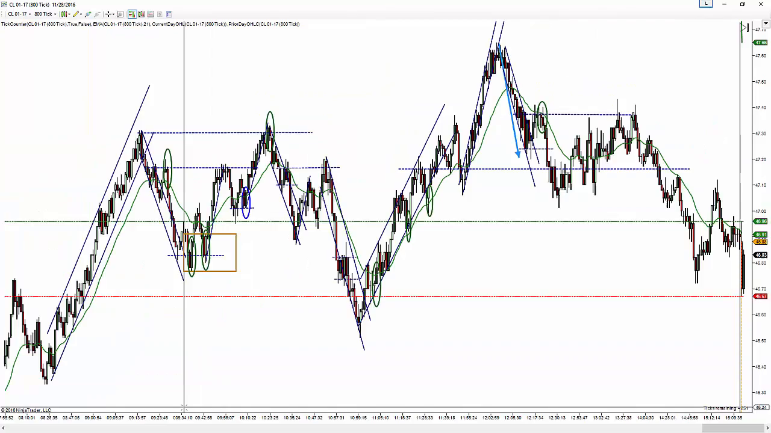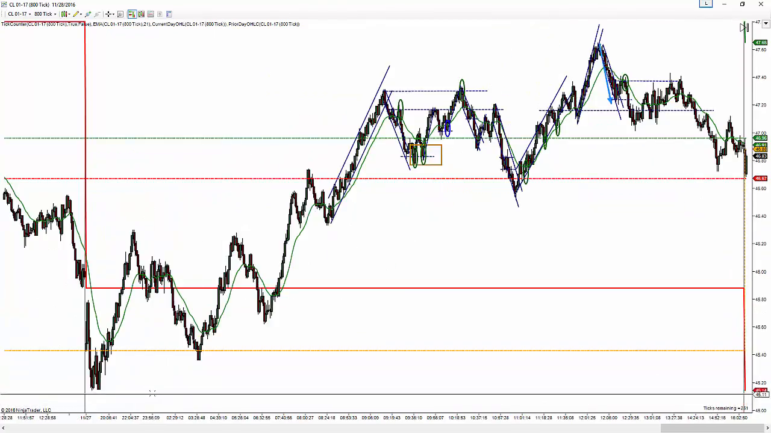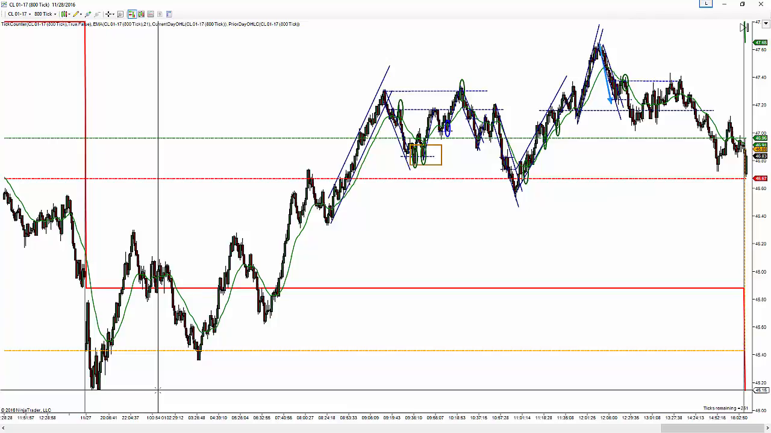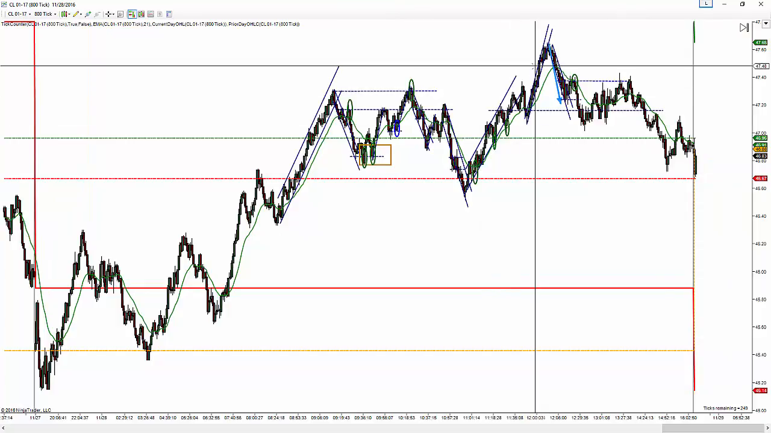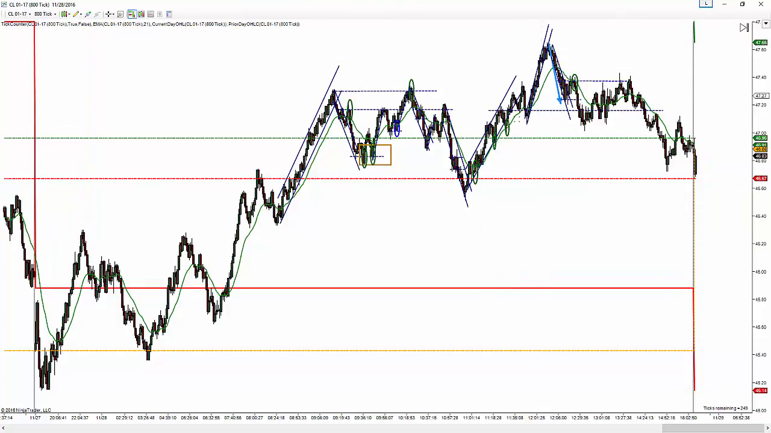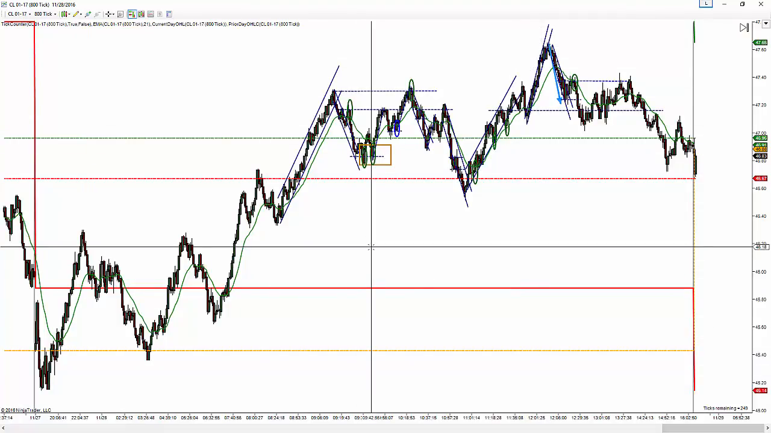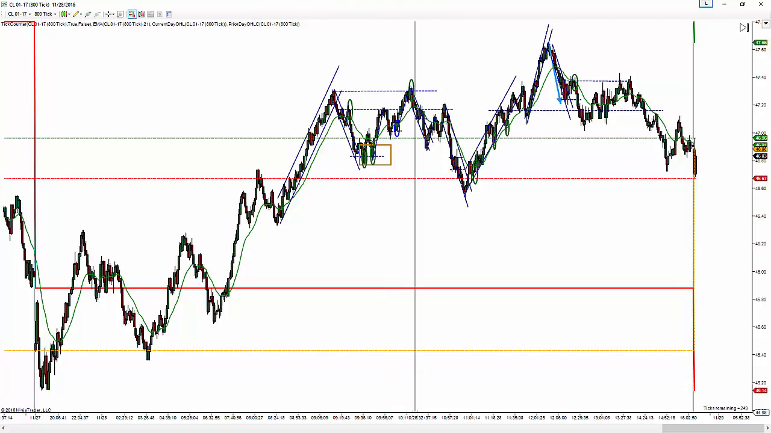Oops, a little too far. Right here. So here is the low of actually 45.15, pardon me, almost $45. Price moved up, so it was a pretty big movement, and a lot of this took place overnight. So why is that important?